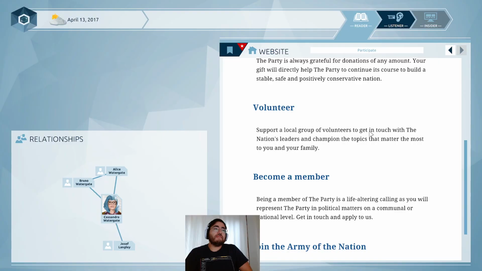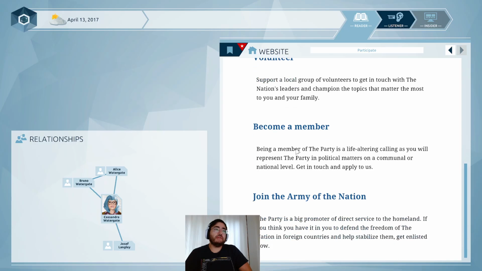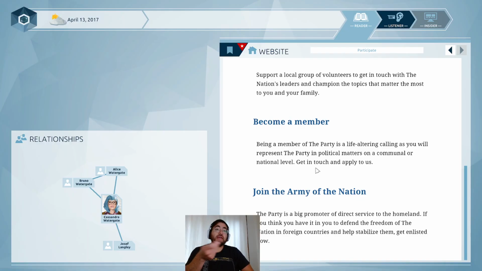Support a local group of volunteers to get in touch with the nation's leaders and champion the topics that matter the most for you and your family. Become a member, so that you can pay an annual fee and you become a member of the party. Being a member of the party is a life-altering calling, as you will represent the party in political matters on a communal or national level. Get in touch and apply to us.